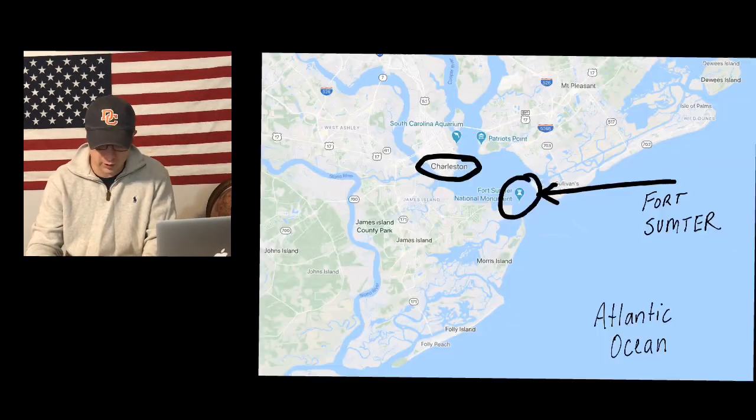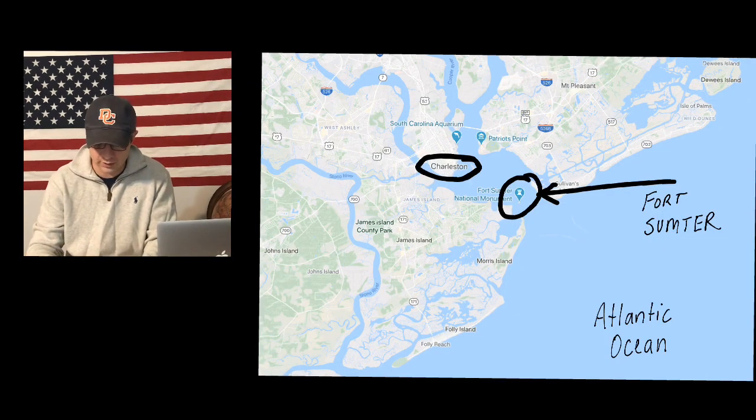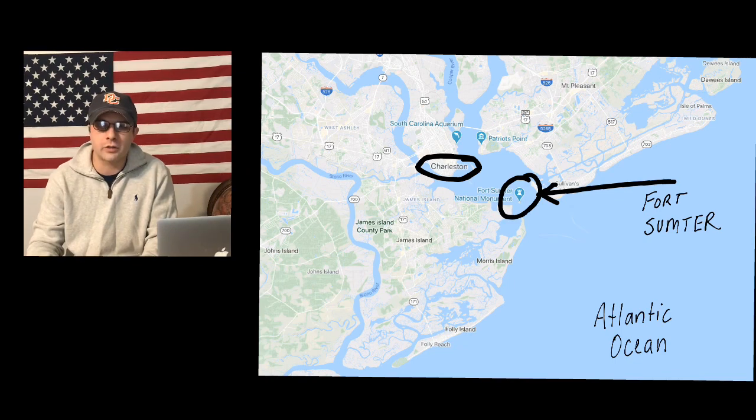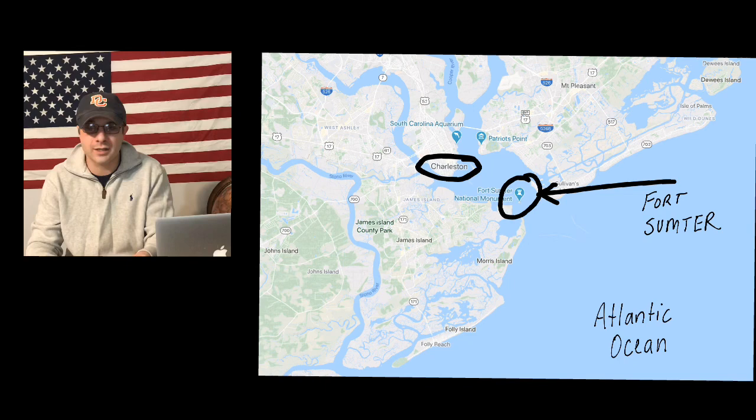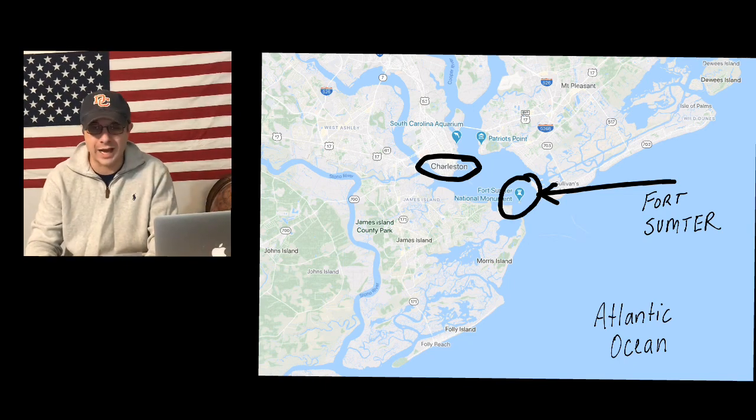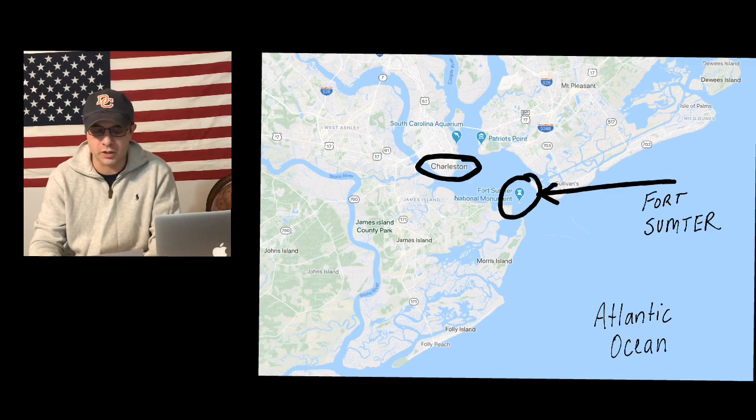Fort Sumter sits on an island near the city of Charleston, South Carolina. It was created during the War of 1812 to protect the city. Since it is on an island, it is hard to attack and even harder to invade. Let's take a look at a video on Fort Sumter to give you a better idea of what it looked like.